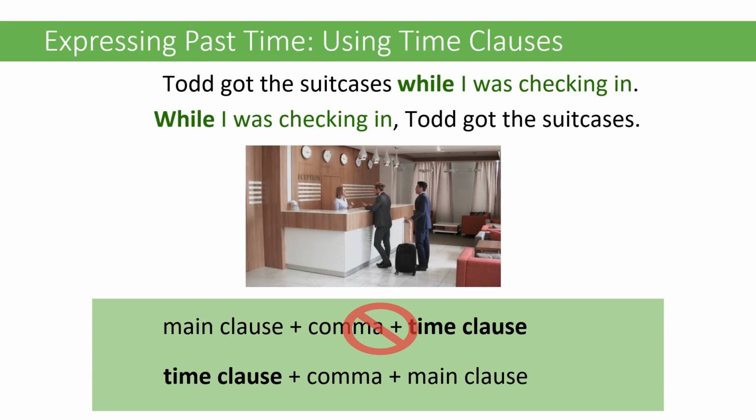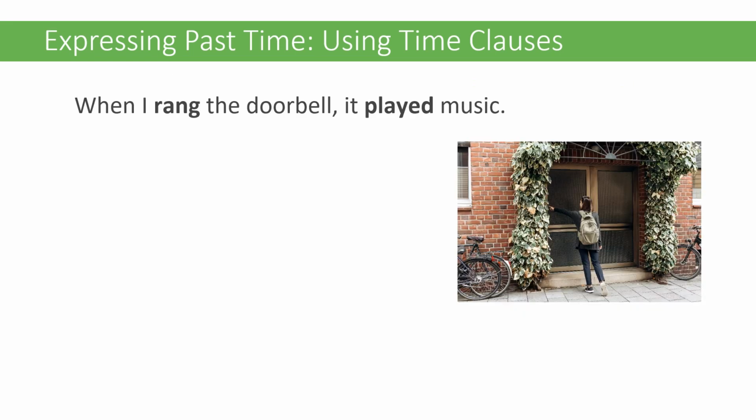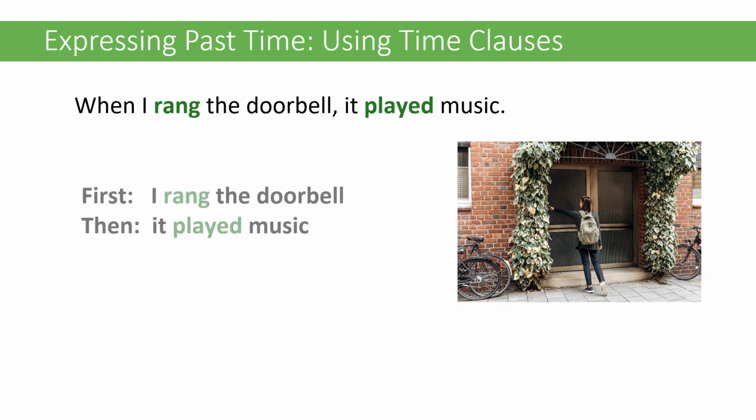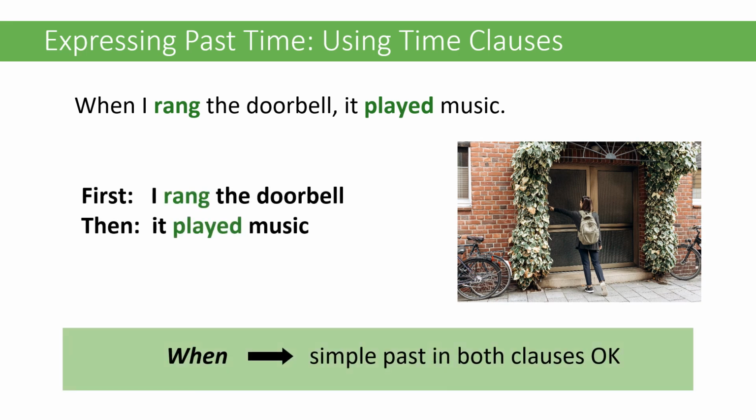Look at the examples. Todd got the suitcases while I was checking in. Or while I was checking in, Todd got the suitcases. We use a comma in the second one, but not in the first. If a clause begins with when, and both of the verbs in the sentence are in the simple past, the verb in the clause with when happened first. For example, when I rang the doorbell, it played music. So that means the thing that happened in the time clause, or in this case in the when clause, is what happened first. And then this is what happened second.